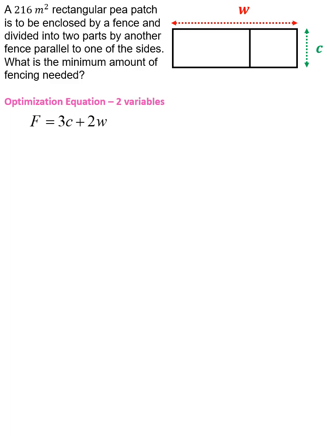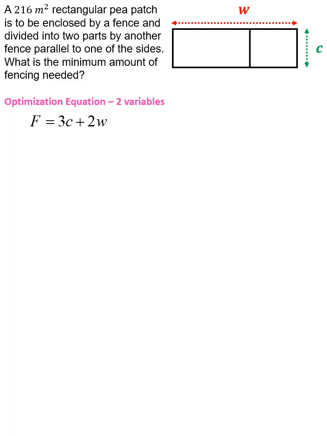We call this the optimization equation because it's the equation for the quantity that we're trying to optimize. You'll notice that we are trying to optimize, or in this case, minimize the amount of fence needed. So my optimization equation should express the amount of fence needed in terms of the variables of the problem.